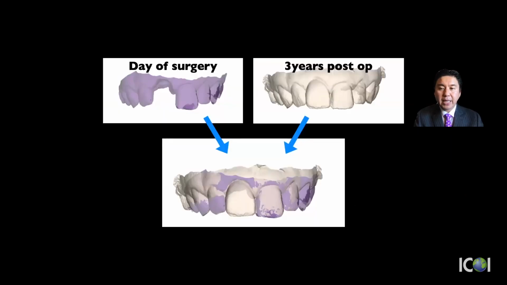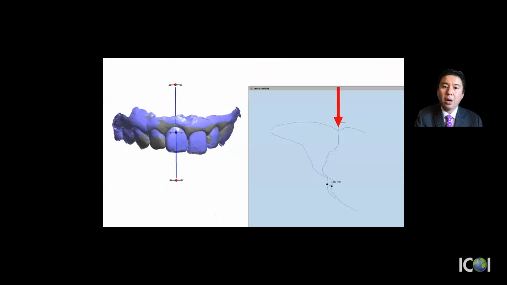So I have scan data with STL files, the day of the surgery and 3 years post-op. I combined the STL files together, okay, and then make a cut on this buccal area. So this blue line and the gray line is post-op. The blue line is the day of the surgery, and then you will know exactly how much bone you reduce.